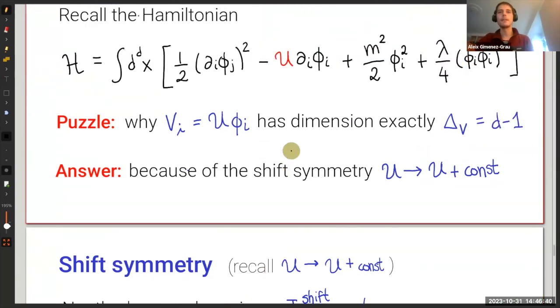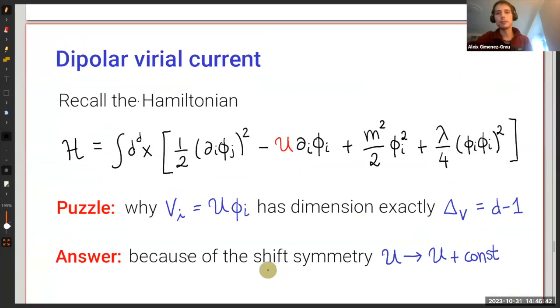So okay, first let me explain what the shift symmetry is. All these fields here, U, phi, etc., they all depend on space-time, right? Like you have U as a function of x, where x is some point in space-time. And now a shift symmetry is a symmetry where you shift some space-time dependent operator U by some constant.